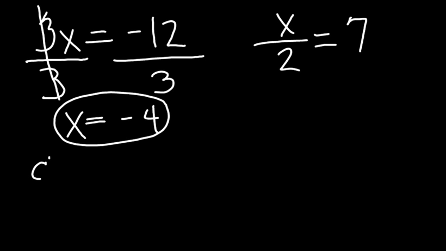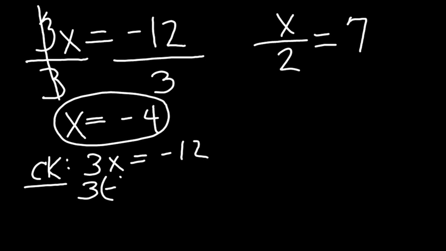We check. How do we check? We write the original problem. And then we substitute our answer in for x. So 3 times negative 4. 3 times negative 4 is negative 12. So that checks beautifully. That's what happens when you have a 3x or a 2x or a 1x or a negative 4x or anything with x.